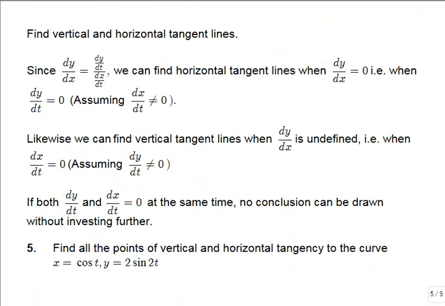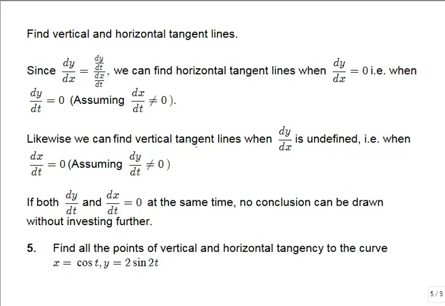Now to find vertical and horizontal tangent lines, remember that our derivative dy dx is really dy dt over dx dt. So to find a horizontal tangent line, that's going to be when your slope is 0, when your derivative is 0. And this fraction will only be 0 if your numerator is 0. So to find a horizontal tangent line, we're going to find when dy dt equals 0. And we want to make sure that that happens assuming that the denominator is not also 0, because then we won't necessarily get a 0 slope. We would get one of those indeterminate forms.